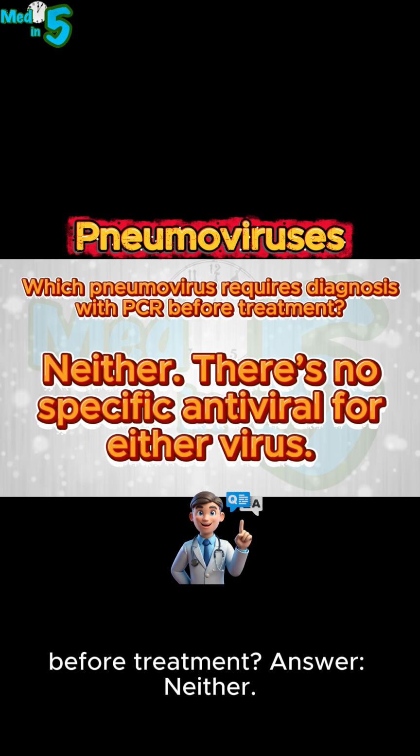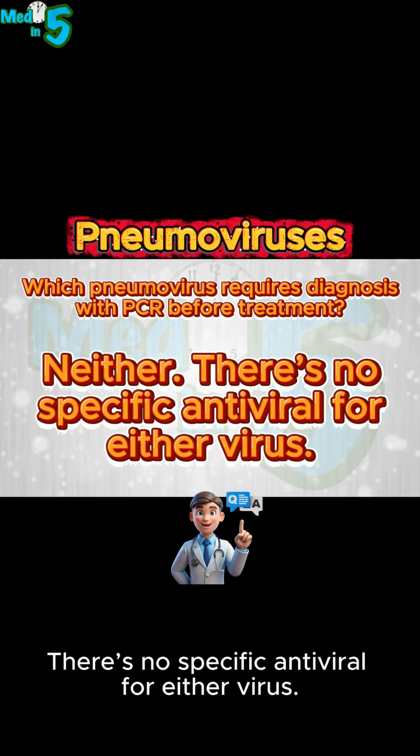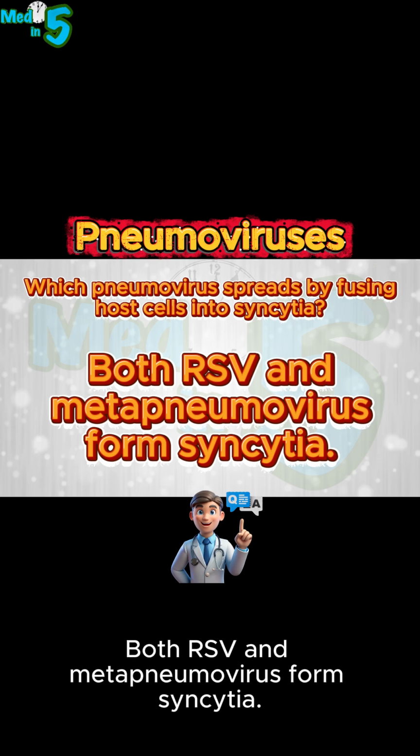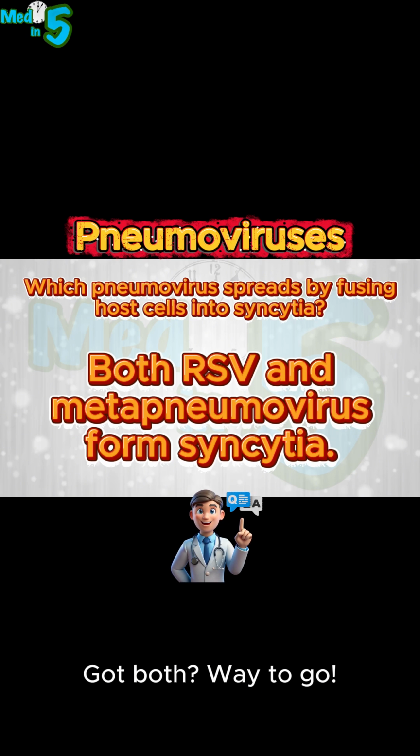Answer: neither. There's no specific antiviral for either virus. Which pneumovirus spreads by fusing host cells into syncytia? Both RSV and metapneumovirus form syncytia. Got both? Way to go!